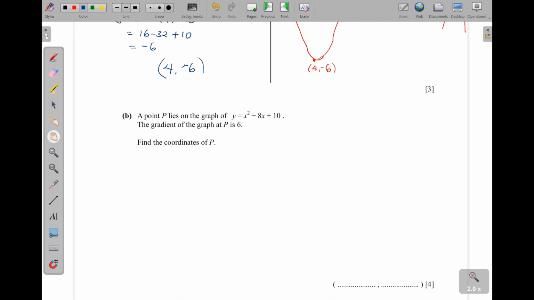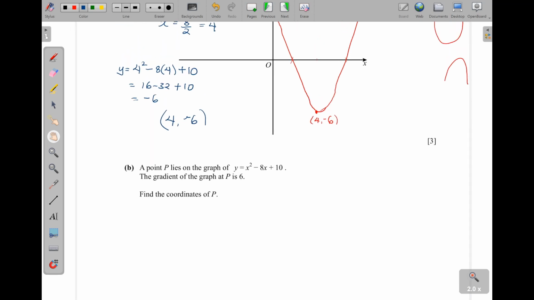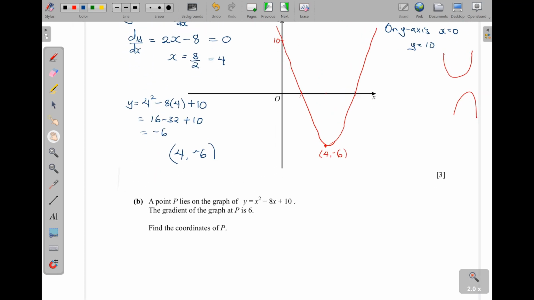Next, a point P lies on the graph y is equal to x squared minus 8x plus 10. The gradient of the graph at P is 6. Find the coordinates of P. So the gradient function of any graph is the dy/dx. Remember, differentiation is the process of finding the gradient of the curve. So from our previous working here, our dy/dx is 2x minus 8.